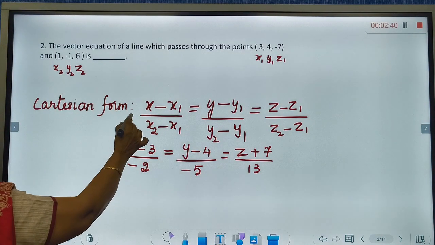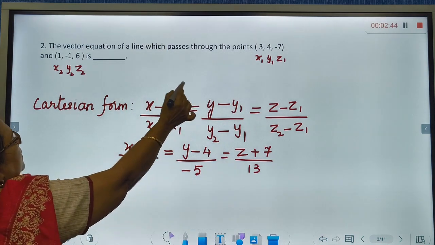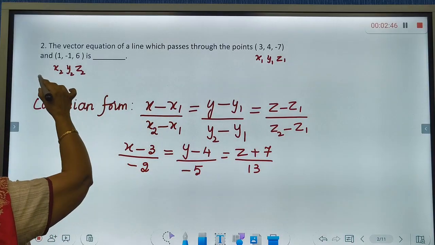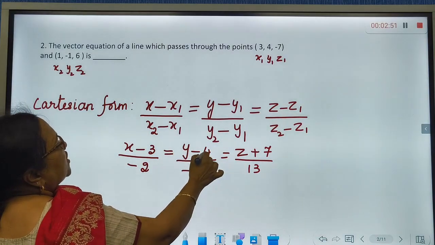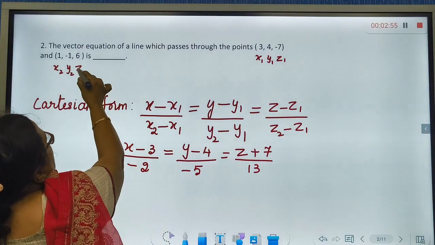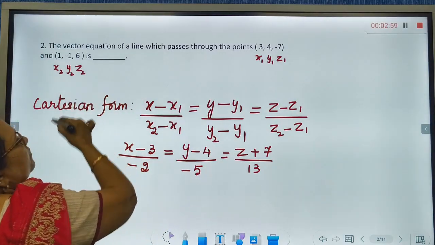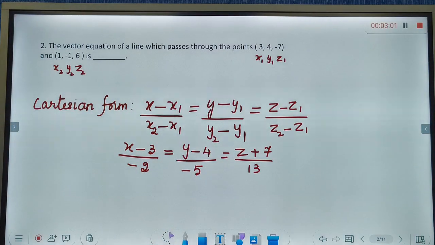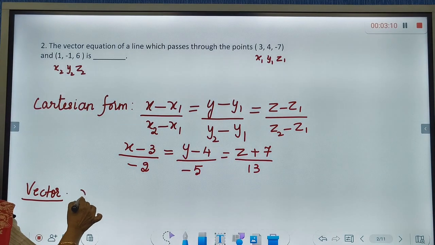So x minus x1, which is x minus 3 by x2 minus x1, which is 1 minus 3, which is minus 2, equal to y minus 4 by minus 1 minus 4, which is minus 5, equal to z minus of minus 7, which is z plus 7, divided by 6 minus of minus 7, which is 13. Okay. Now we have to convert it into vector form. What is the vector form of the equation of a straight line?